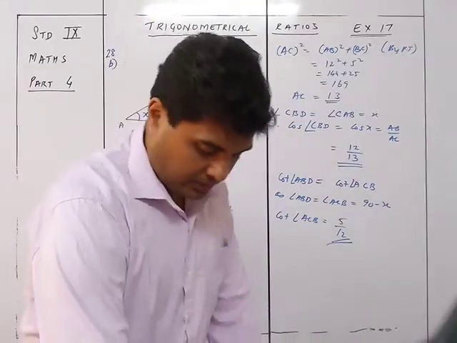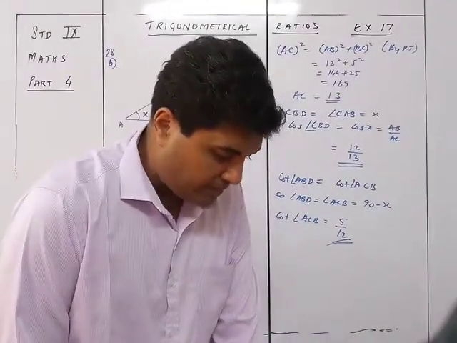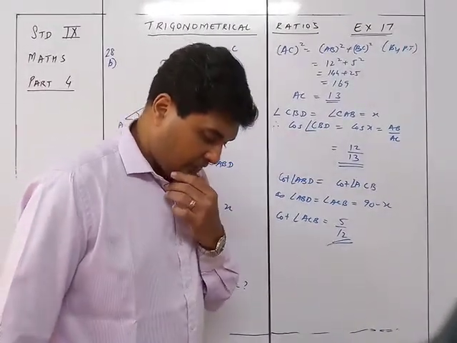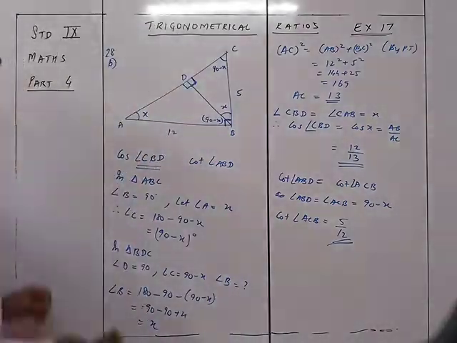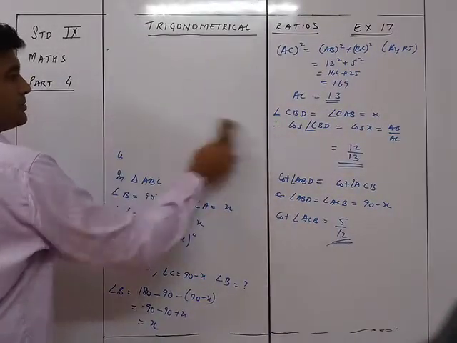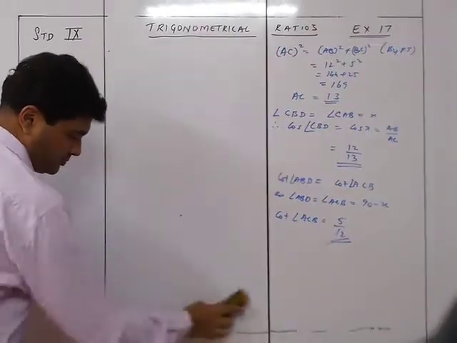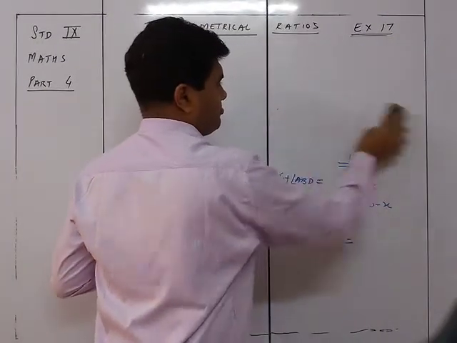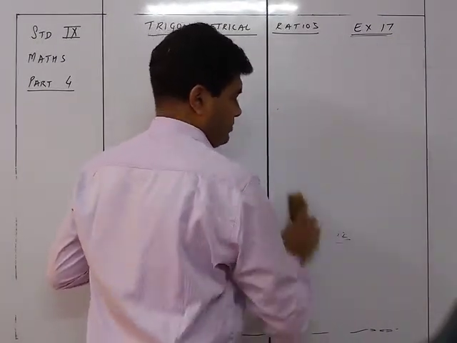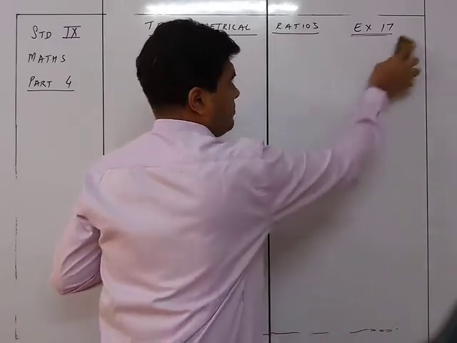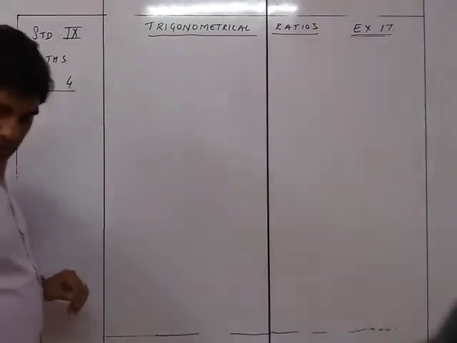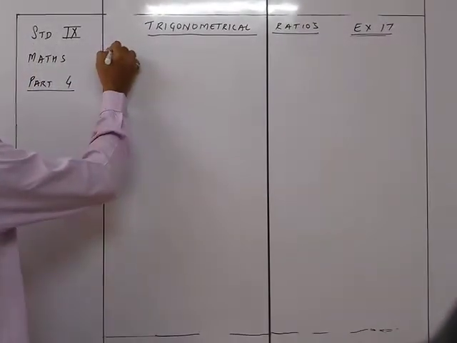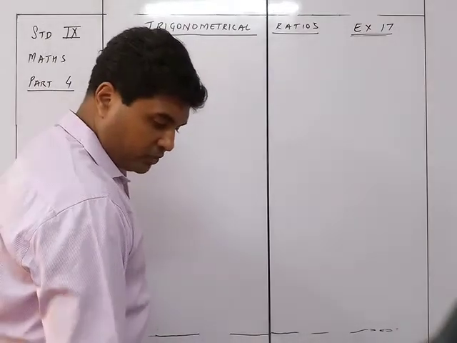Okay. After 28B, we move on to sum number 30. Okay, 30, 32, 34. Three more sums. Okay, we move on to sum number 30. It has got 2 parts. We'll write both the parts.